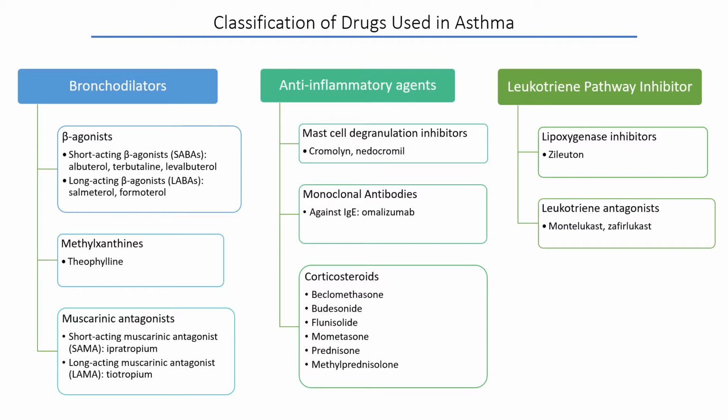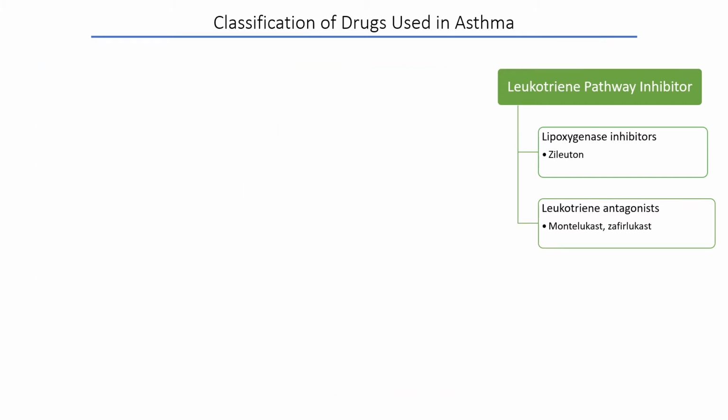In the last two videos on asthma medication, we covered the bronchodilators and a number of anti-inflammatory agents. And in this video, we are going to take a look at drugs that are specifically designed to interfere with the activity of leukotrienes, or what is collectively known as leukotriene pathway inhibitors. Drugs in this group can either be a lipoxygenase inhibitor or they can be a leukotriene receptor antagonist.